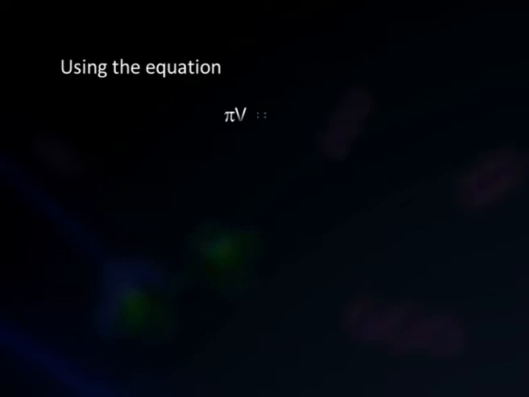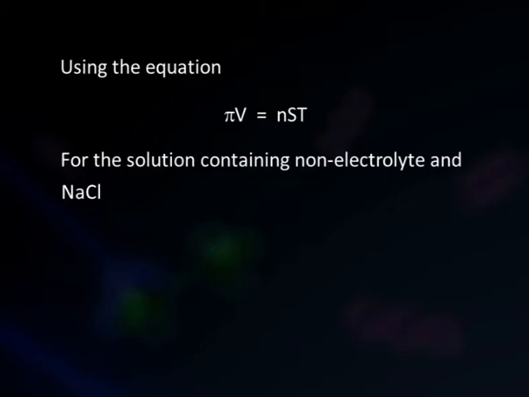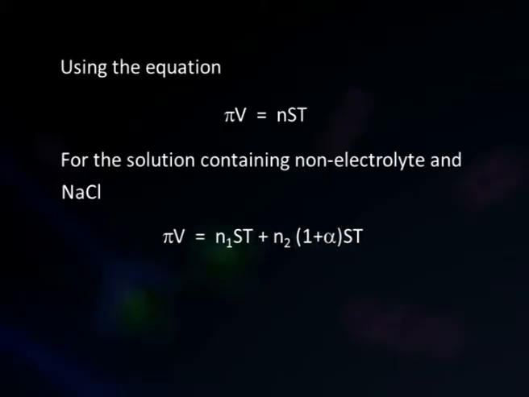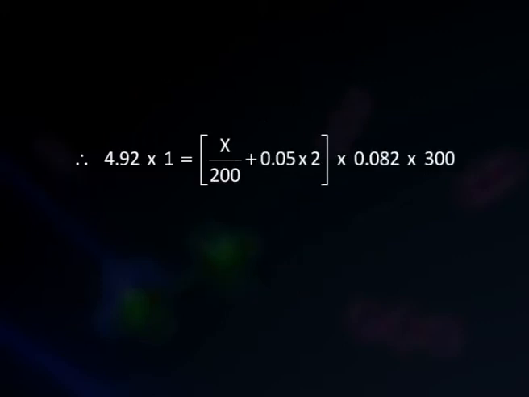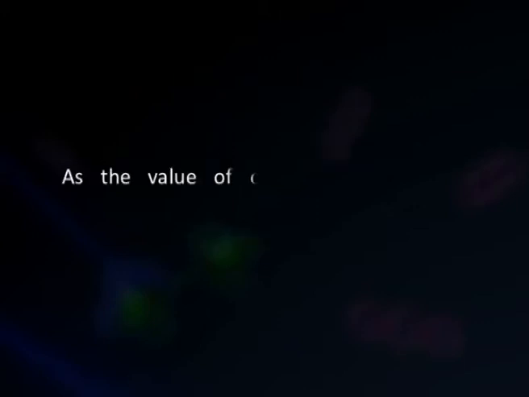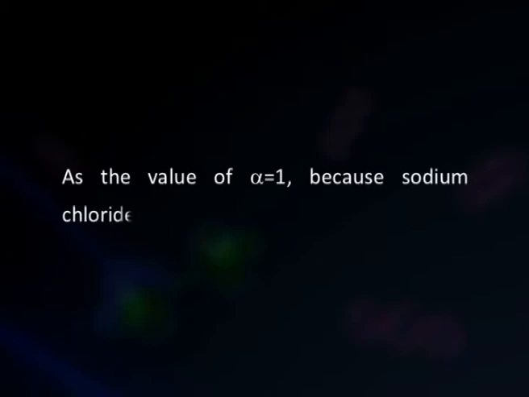Using the equation πV equal to nST for the solution containing non-electrolyte and sodium chloride, we will get πV equal to n1ST plus n2(1 plus α)ST. Here n2(1 plus α)ST is used for the sodium chloride solution. Therefore, πV equal to (n1 plus n2(1 plus α))ST. Putting all the values, we will get X equal to 20 grams, as the value of α equal to 1 because sodium chloride is 100% ionized in the solution.